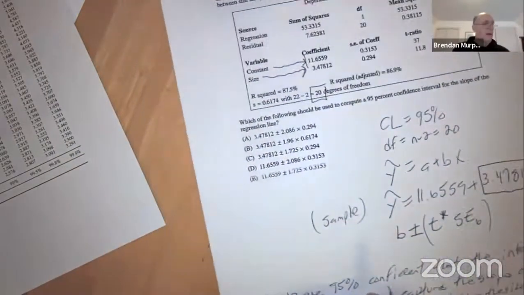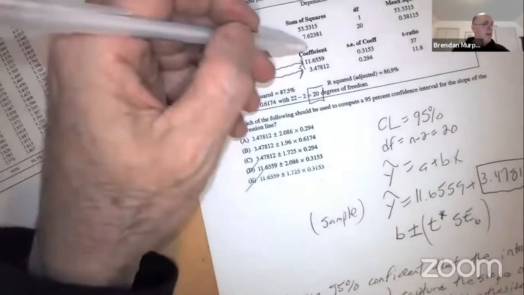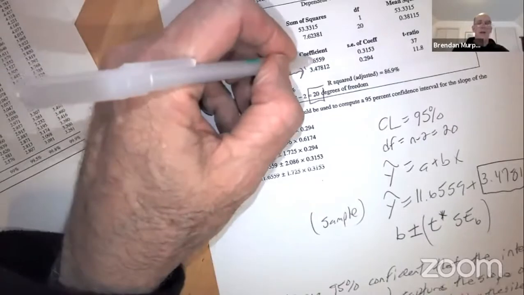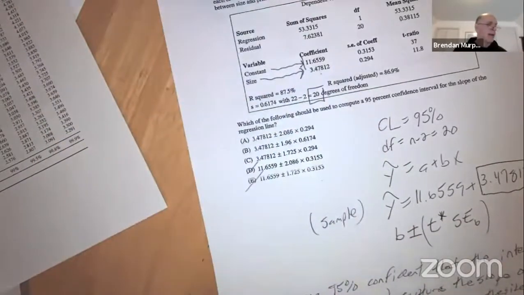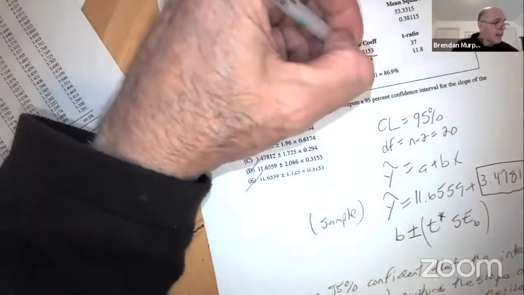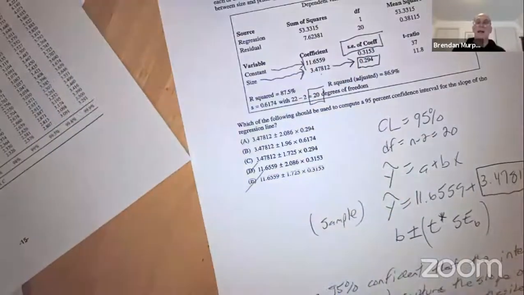3.47812. So I can eliminate those two answer choices, D and E, pretty quickly. That would be confusing the initial starting value, the y-intercept, with slope. So that's a common mistake, just watch that. My SEb, the standard error of my slope, is actually right next to my sample slope, SE of coefficient, standard error of coefficient. So that's good to know. That's 0.294.